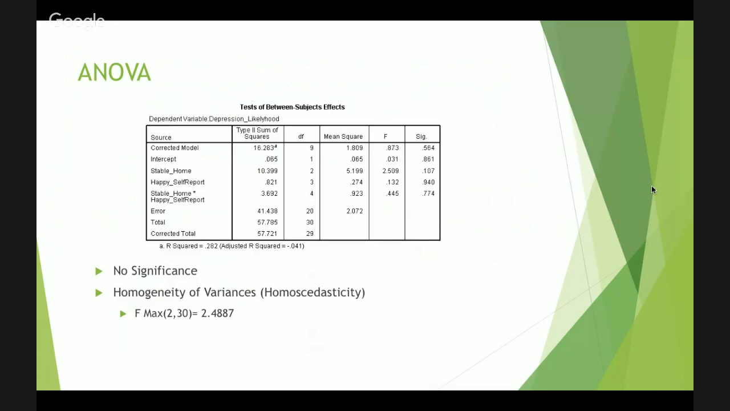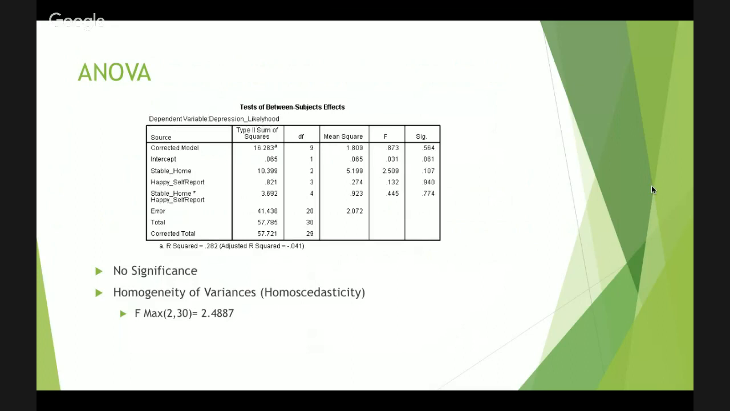We have the sums of squares of the variability about the mean, which is 16.283. That's in the type 2 sum of squares column. You look over far right, there's a significance column, and it gives a significance of 0.564. And since that is greater than 0.05, which is our limit, the overall null we fail to reject because it is greater than that. So we start looking at why.